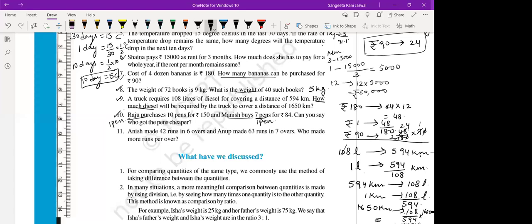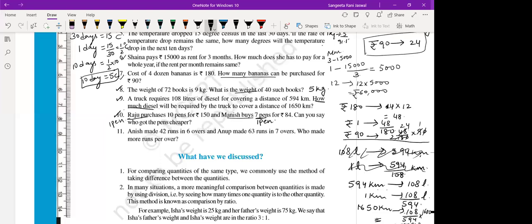No, we have cancelled this. We are asked to find the diesel. So take it like this. It will be 108 by 594, not this. See here, 594 kilometers the truck will run in 108 liters. The same thing we are writing. In 1 kilometer, how much will the truck run? 108 by 594.